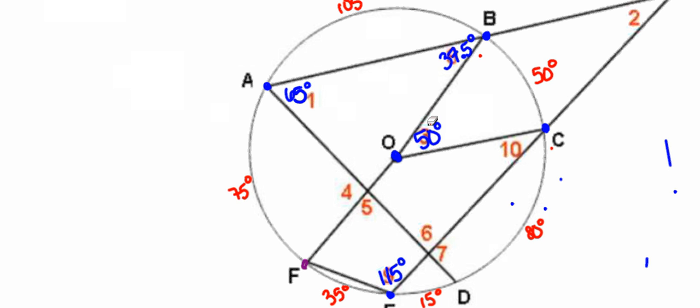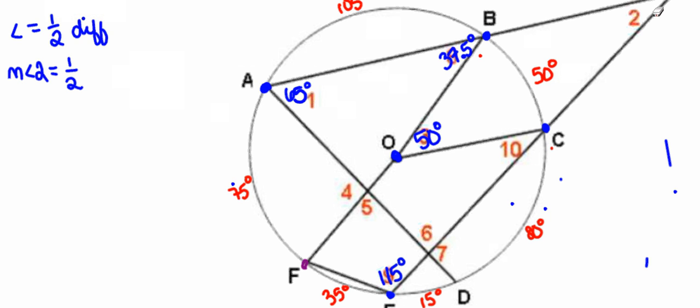Angle 2 has a vertex that's outside the circle. The rule for an angle whose vertex is outside the circle is that its degree measure is equal to half the difference between the two arcs. So the measure of angle 2 is equal to half of the difference. Well, the difference between what? I need to go and find those two arcs.